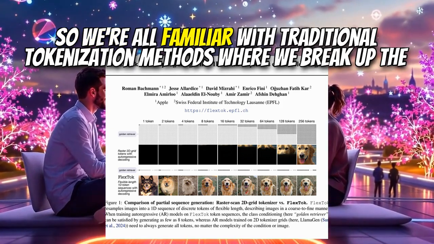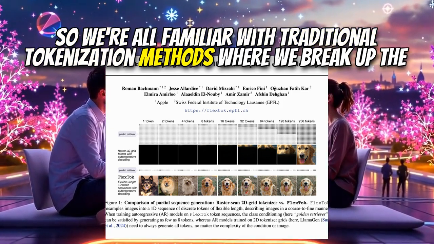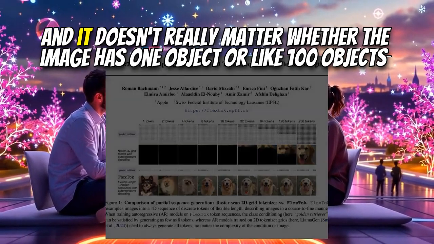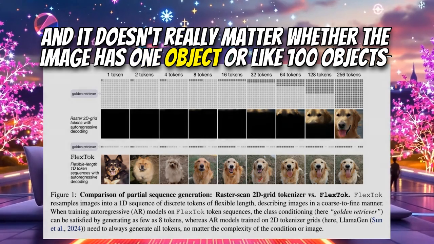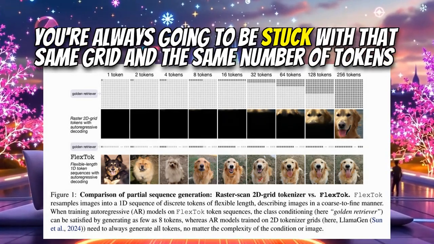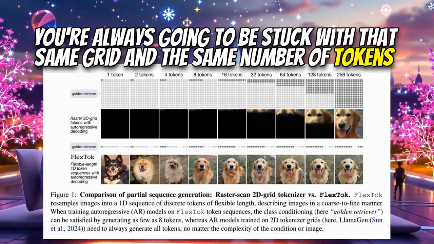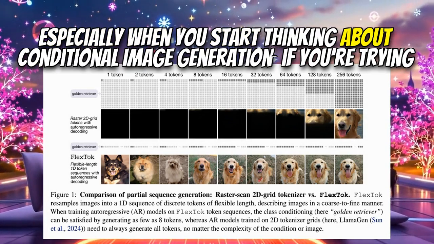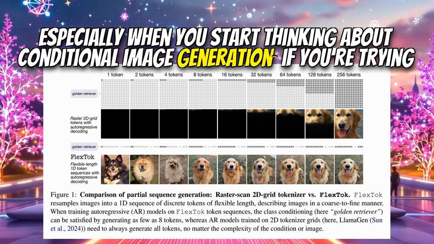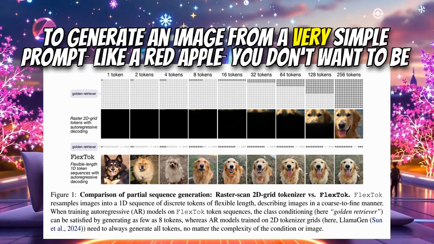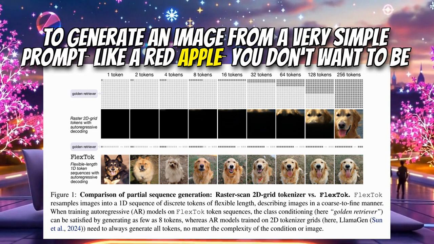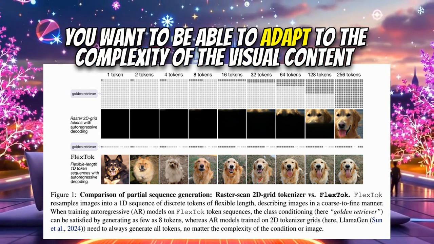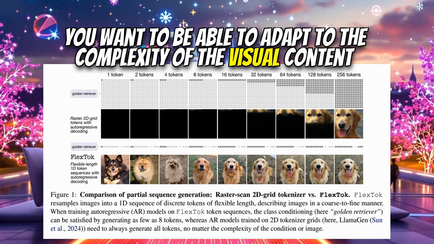So, we're all familiar with traditional tokenization methods where we break up the image into this rigid grid. It doesn't really matter whether the image has one object or 100 objects. You're always going to be stuck with that same grid and the same number of tokens. That's not very efficient. Yeah, exactly. Especially when you start thinking about conditional image generation. If you're trying to generate an image from a very simple prompt, like a red apple, you don't want to be stuck processing this huge grid of tokens. Right. You want to be able to adapt to the complexity of the visual content.